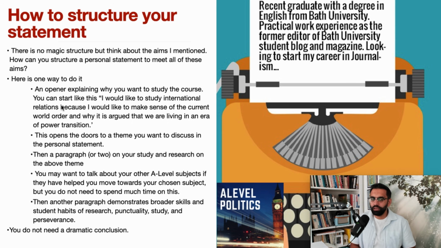Have an opening paragraph explaining why you want to study the course. So you can start like this. I would like to study international relations because I would like to make sense of the current world order and why it is argued that we are living in an era of power transition. That's really neat, right? It's pretty formal. It may even come across as pretty bland, but that's what they want to hear.